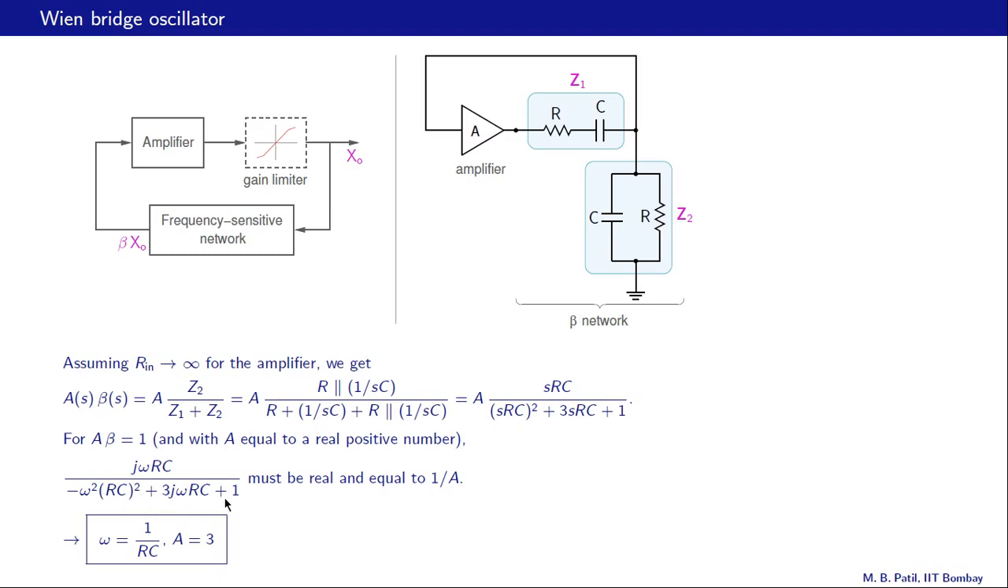this cancels, and then we get J omega RC divided by 3 J omega RC, or just 1 by 3. That 1 by 3 should be equal to 1 by A, and that gives us the gain of the amplifier, which is 3. So if we hook up this circuit and make sure that the amplifier has a gain of 3, then it will oscillate at omega equal to 1 over RC.